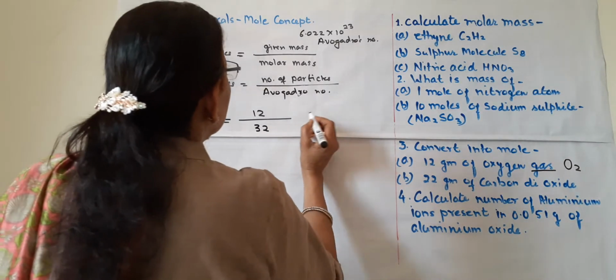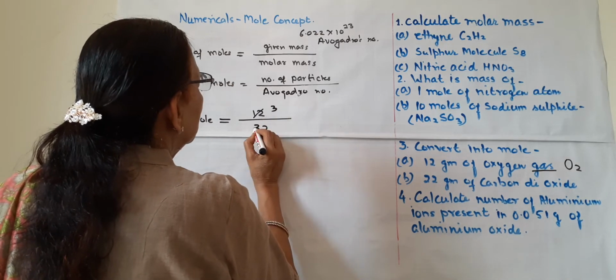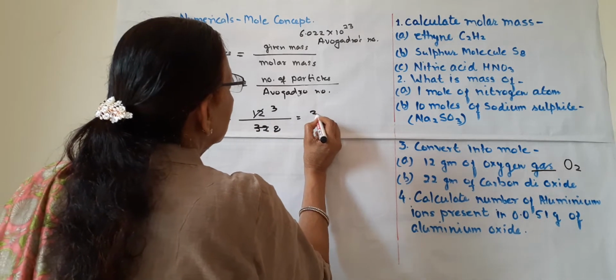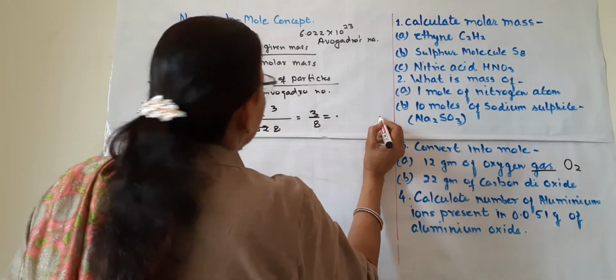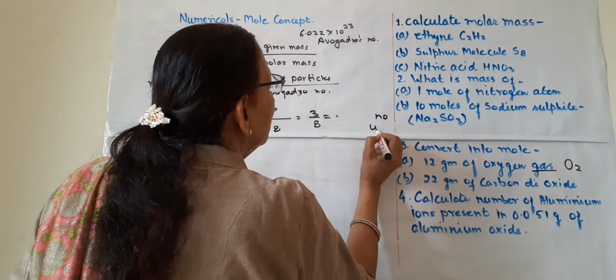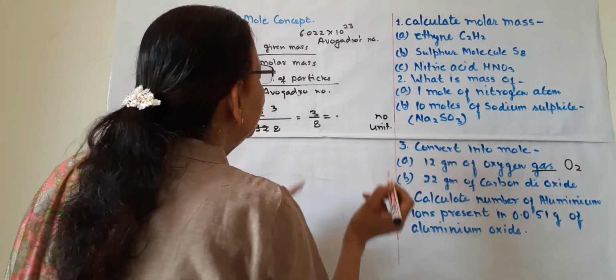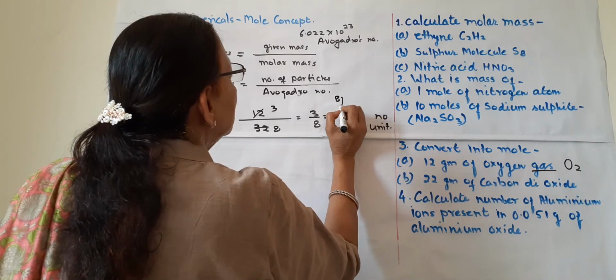So this is equal to 3/8, and you convert it in decimal, and it has no unit. Why will no unit be there? Because mole is a number. Convert it.